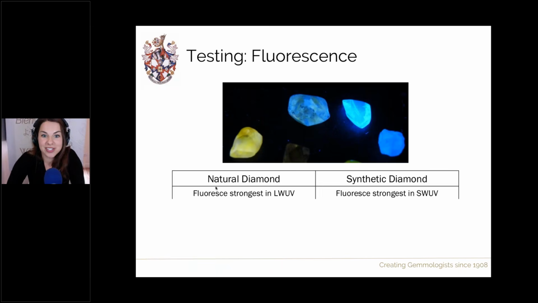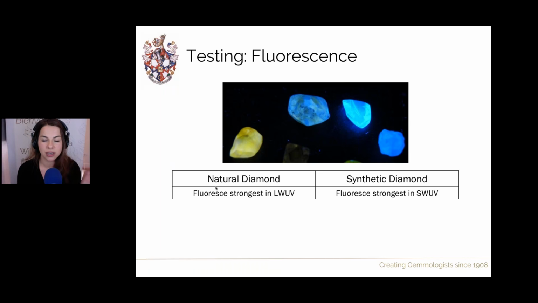So the first test that we can do, and this can be done in any gem lab really, or even your setup at home, is to test for fluorescence. Now, first thing to know, not all diamonds fluoresce. Only about 30% of natural diamonds fluoresce, so about a third. And then they say a bit less than that, so 25 to 30% of synthetic diamonds fluoresce. So not all diamonds fluoresce, but if they do, depending on how they fluoresce, in what light source, that can tell us whether it is of natural or synthetic origin.